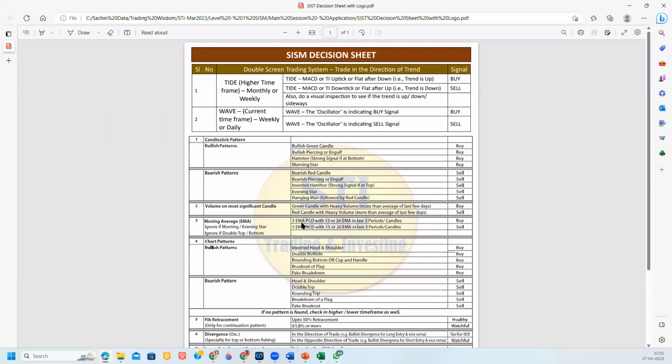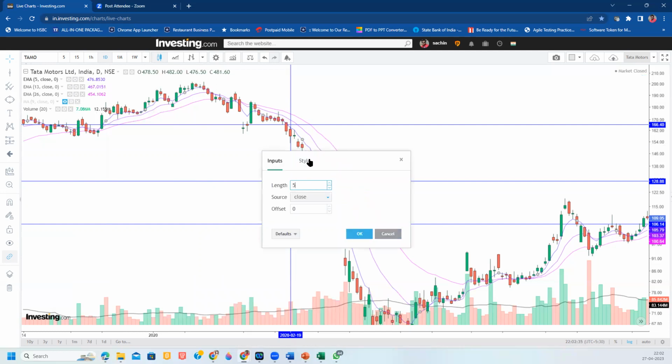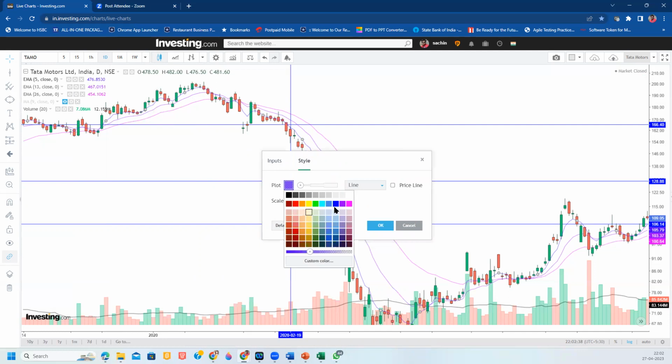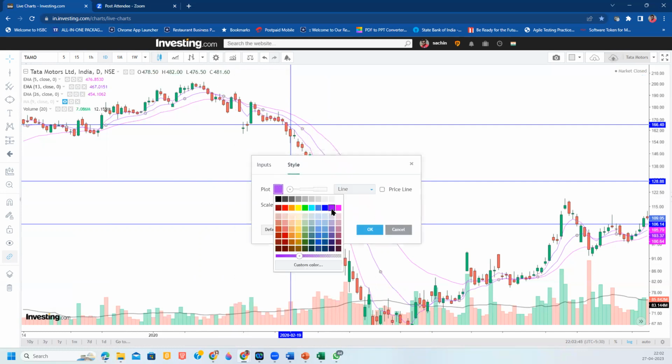In the positive crossover scenario, the 5 EMA is doing the positive crossover. That means the 5 EMA line is cutting the 13 or 26 in an upward direction. Or in a negative crossover, the 5 EMA line is cutting the 13 or 26 in a downward direction. So in this example, let me change the color of the EMAs for better understanding. The 5, let's say pink, the 13 maybe purple, and the 26 a darker blue.